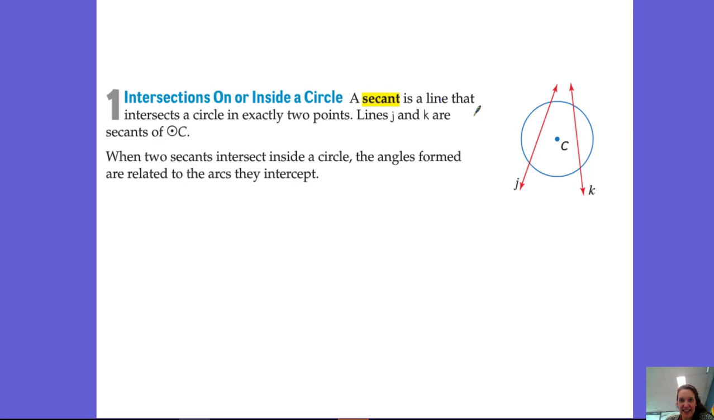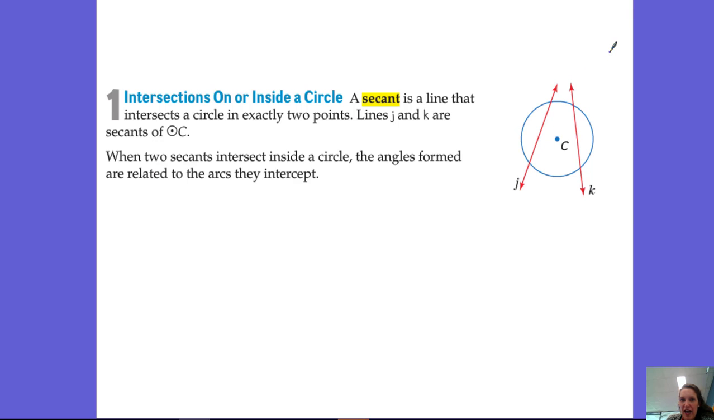A secant is a line that intersects a circle in exactly 2 points. So a secant is a line that cuts through your circle, and since it's a line, it's going to extend in both directions towards infinity. So a secant is not a segment. A secant is a line. So there are arrows at the end. It cuts through your circle in 2 places, but extends forever out of the circle.